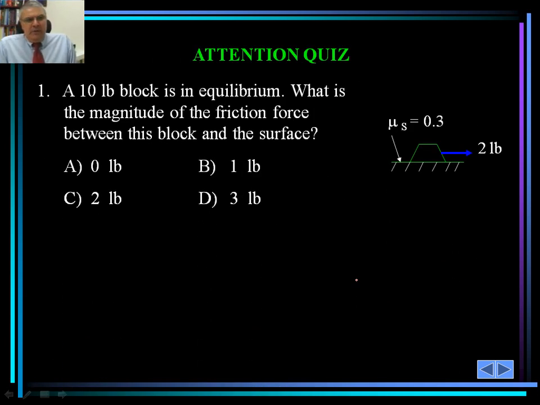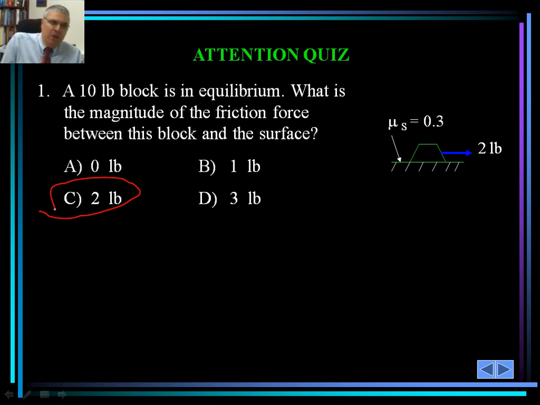Now, let's take a look at an attention quiz, and we wrap our session. A 10-pound block is in equilibrium, as shown. What is the magnitude of the friction force between this block and the surface? Assuming mu sub S is 0.3, the correct answer is shown here. C, 2 pounds.